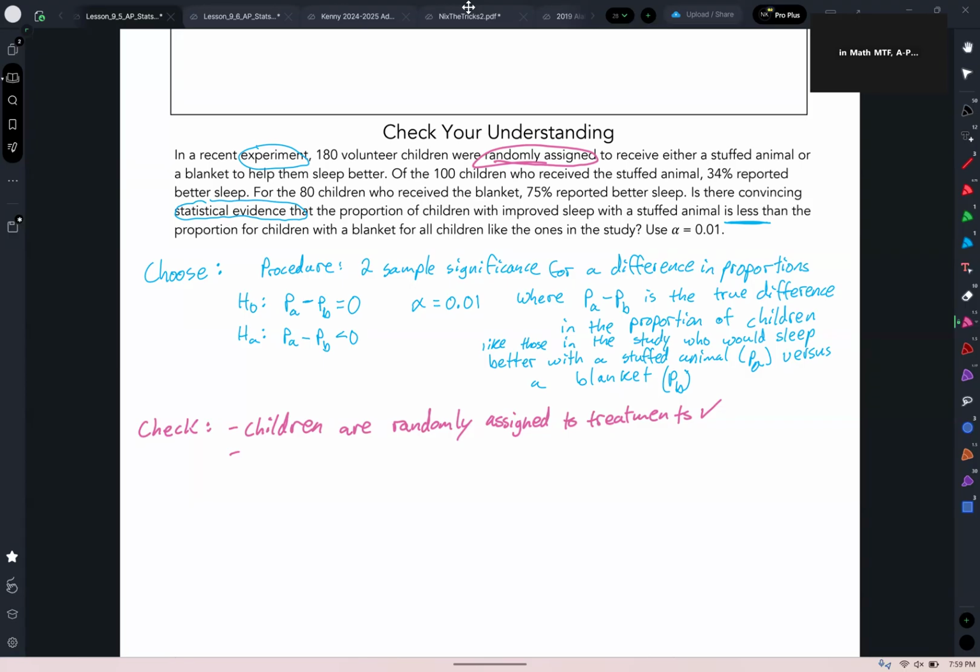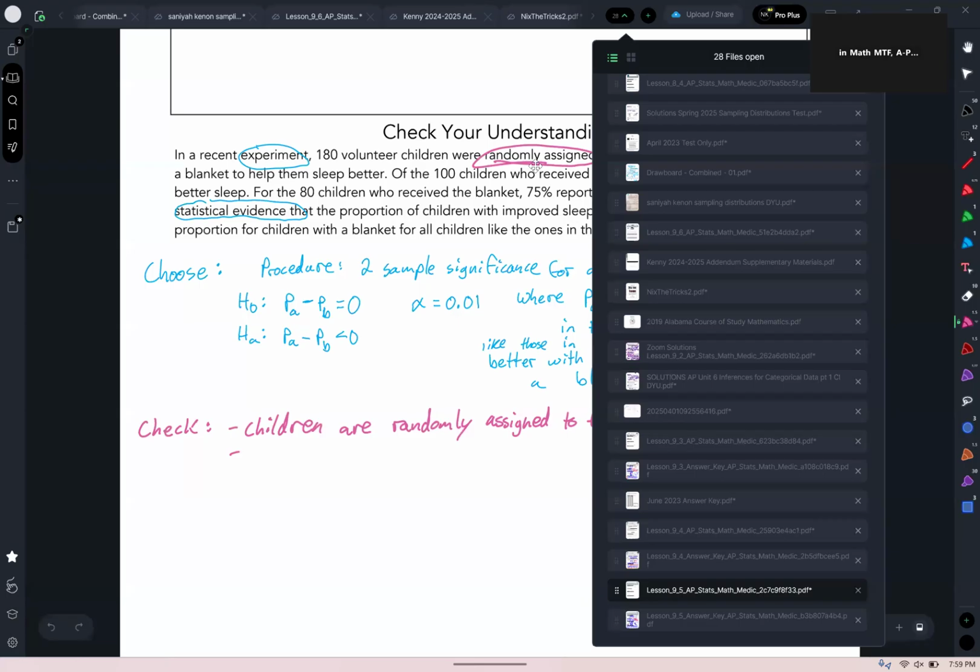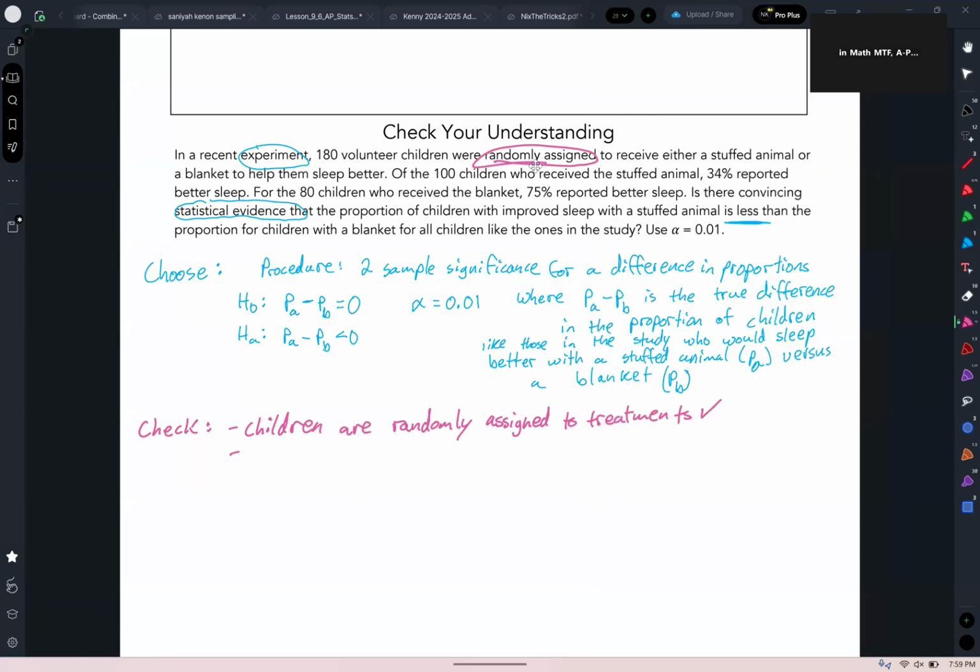The 10% condition kind of goes out the window when you're dealing with experiments, but let me pause this one second and go check something. Okay, I just checked to make sure 10% is not needed. Remember, the whole idea of the 10% condition is for when sampling without replacement, no sampling, right? We are randomly assigning, not sampling. So no worries about that.